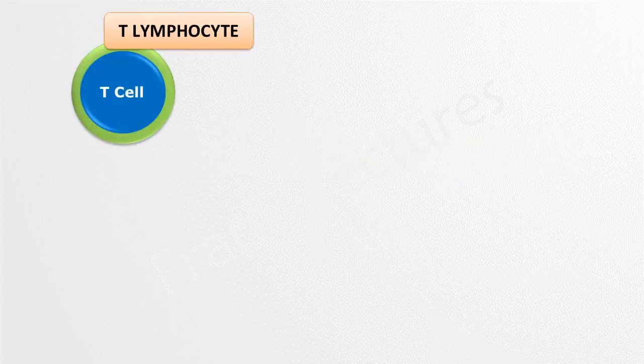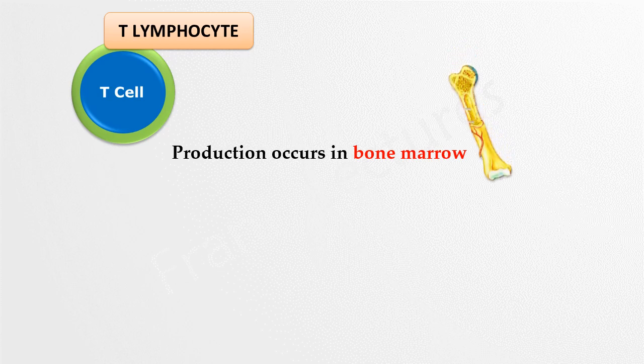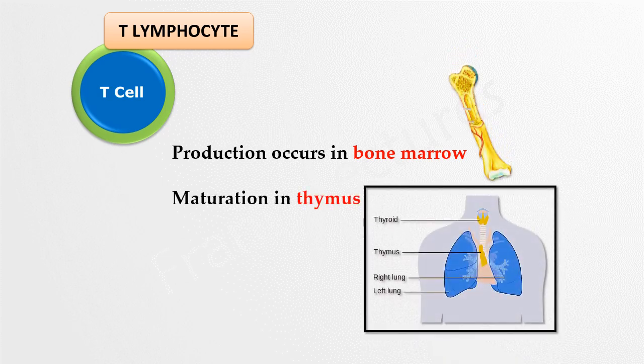T cells, or T lymphocytes. T represents the term thymus, and we know that T cells are thymus-derived. T cell precursors originate in the bone marrow and they migrate to the thymus to complete their maturation and become T lymphocytes. These mature lymphocytes then migrate to the bloodstream and lymphoid tissue where they circulate.